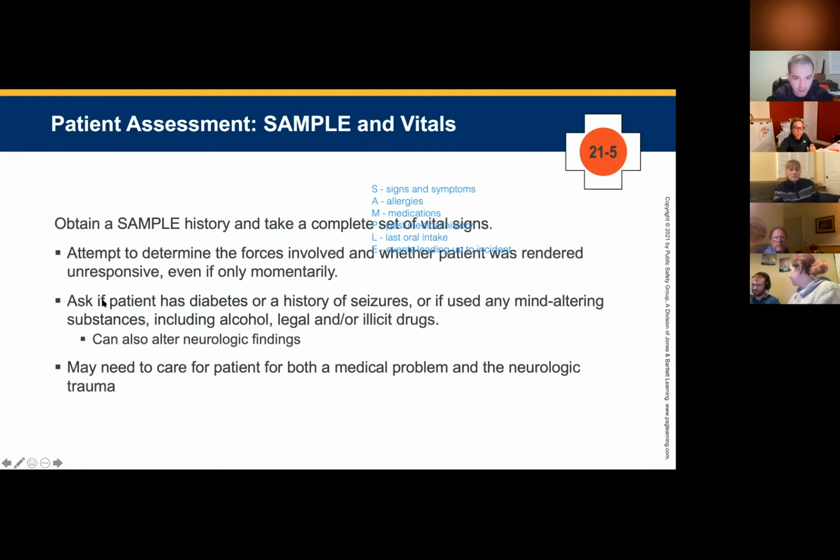All right. We can also assess for history. We want to find out if they have a history of seizures, diabetes, or if they take any alcohol or drugs. And we want to be careful about the patient, for both medical problems and neurological trauma.